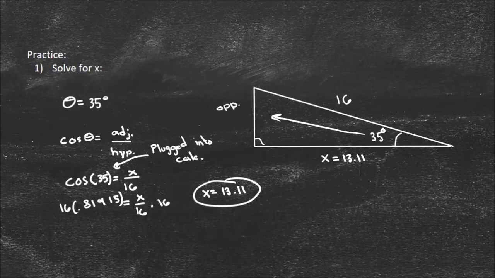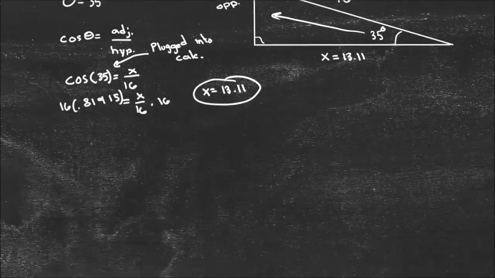So hopefully that's starting to really make more sense than what we did last time, where we were just taking the ratios. Now you're seeing what we actually use these ratios for. It's to help us solve for triangle measurements. All right, so we have two more here.